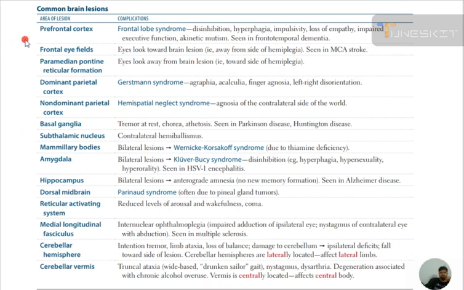So these are the areas of lesion and what would happen if these occur. Prefrontal cortex, frontal lobe syndrome. It causes disinhibition, hyperphagia, impulsivity, loss of empathy, impaired executive functions, and akinetic mutism seen in frontotemporal dementia.